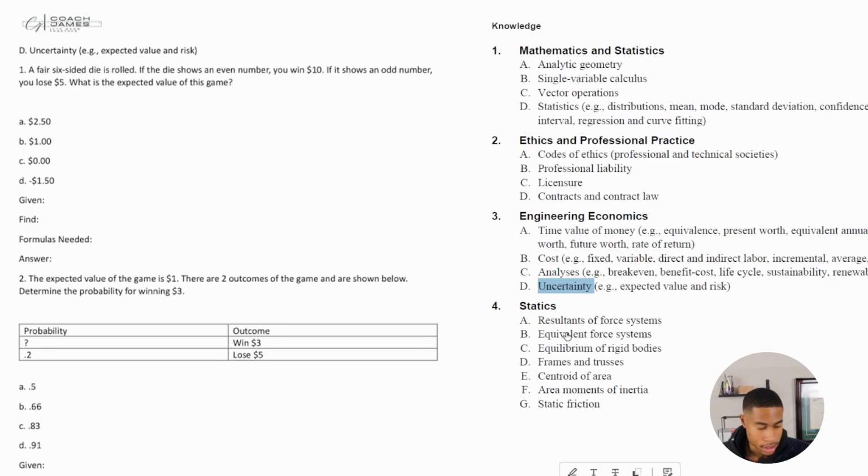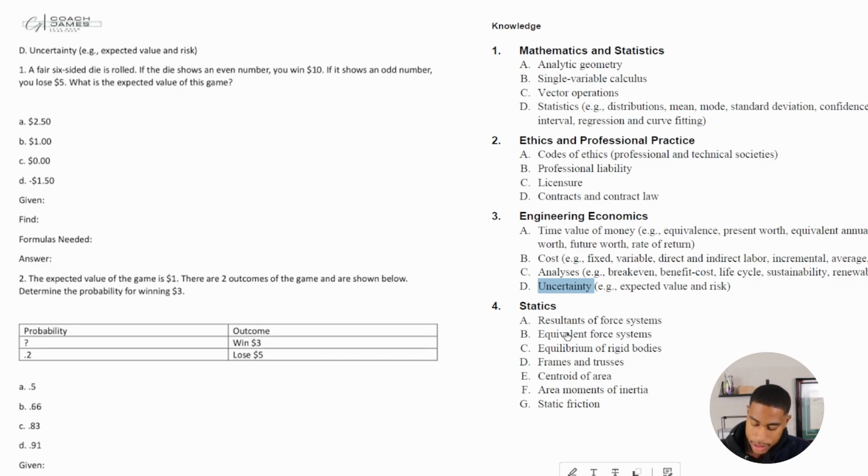All right. So number one says a fair six-sided die is rolled. If the die shows an even number, you win $10. If it shows an odd number, you lose $5. Kind of sucks. So what is the expected value of this game? First of all, I don't know if I would really want to play this game. Seems like gambling to me, but anyways. All right, so what is the expected value of this game?